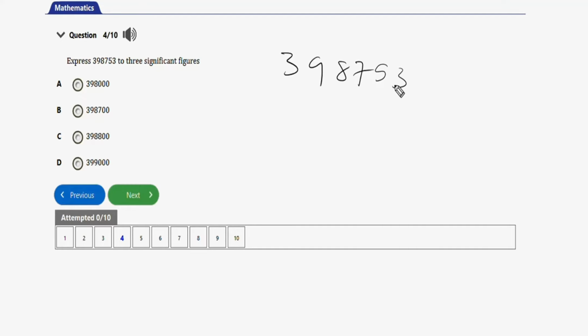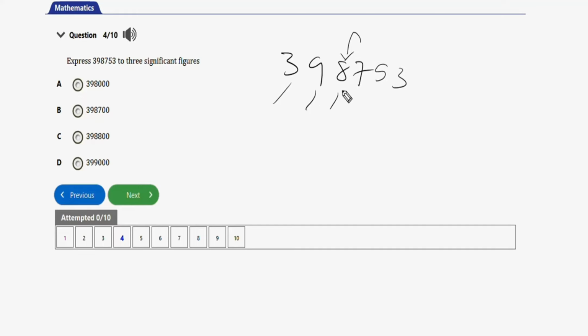Now, significant figures start from non-zero numbers. So this is significant. In fact, every number here is significant. This is the first significant figure. This is the second one. This is the third one. Alright, so the number after 8, which is 7, is up to 5. So you round it up by 1 and put it on this 8. This 8 will now change to 9.